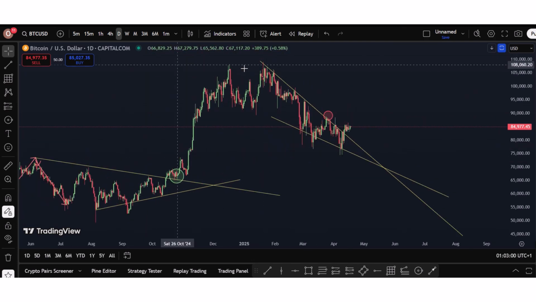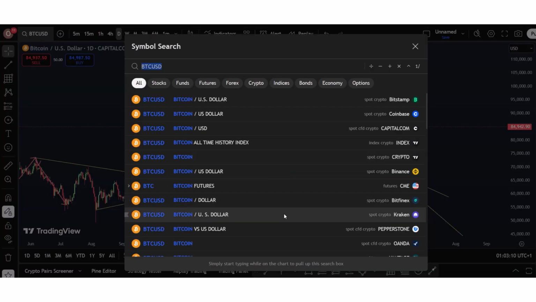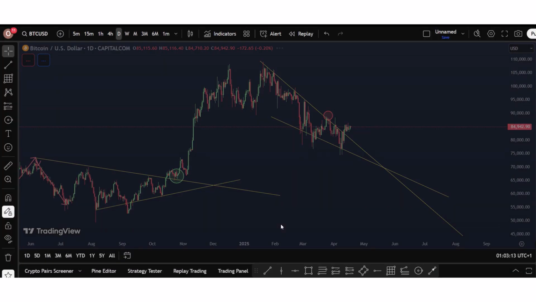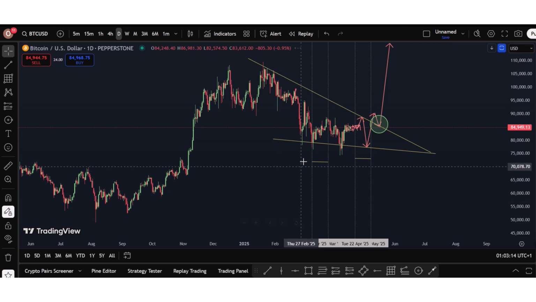But Bitcoin is going to take out this high. This falling knife is not a perfect one. That's why I'm just testing it, but I'm not seeing it as a perfect one. Let me go back to Pepperstone. This is a perfect one. This is a perfect one.